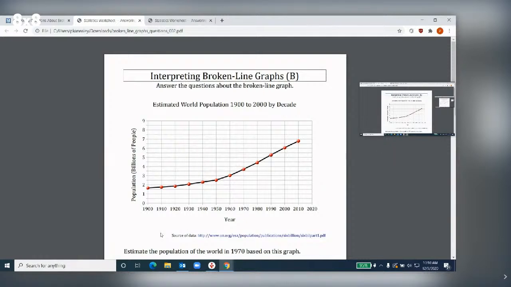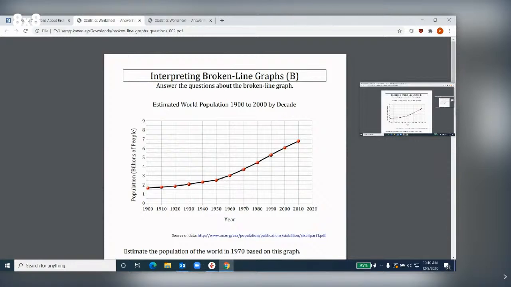Okay, so once again, on the y-axis, up and down, it's got the population in billions of people. So we have 0, 1, we go all the way up to 9 billion people. And then on the x-axis, we have the years, the decades, so 1900, 1910, 1920. And looking at this, you can see probably in 1950, the world population really starts to go up.